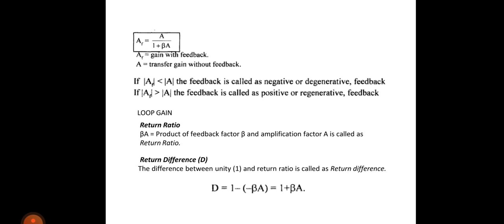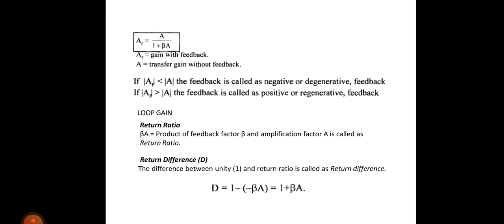AF is nothing but gain with feedback. A is nothing but gain without feedback. If mod AF is less than mod A, the feedback is said to be negative feedback or degenerative feedback. If mod AF is greater than mod A, the feedback is known as positive or regenerative feedback.